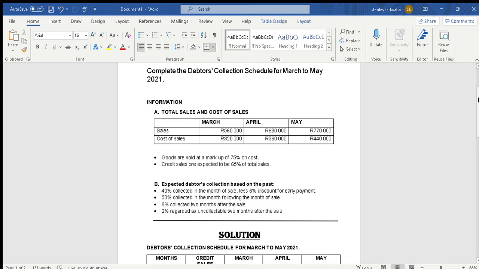Then 2% is regarded as uncollectible. If you fail to pay after 2 months, they write you off. It is regarded as uncollectible. Now I've read all the information, so we can go to the calculations.